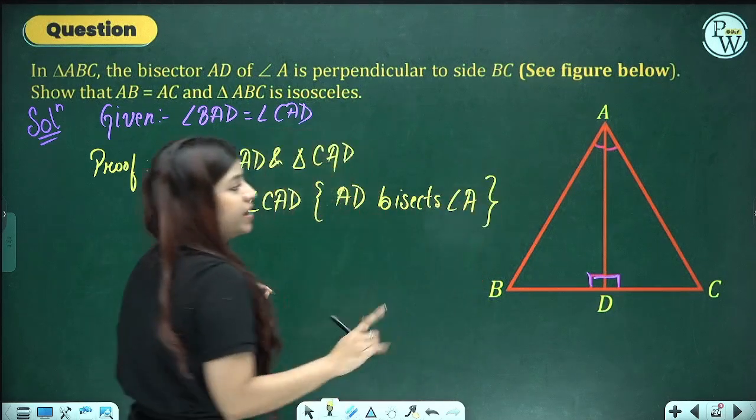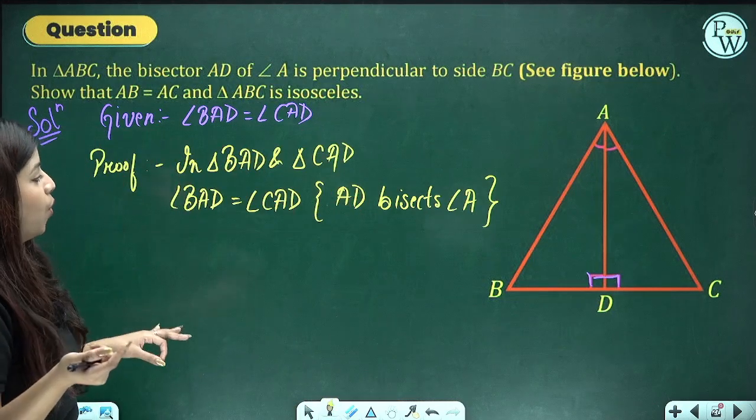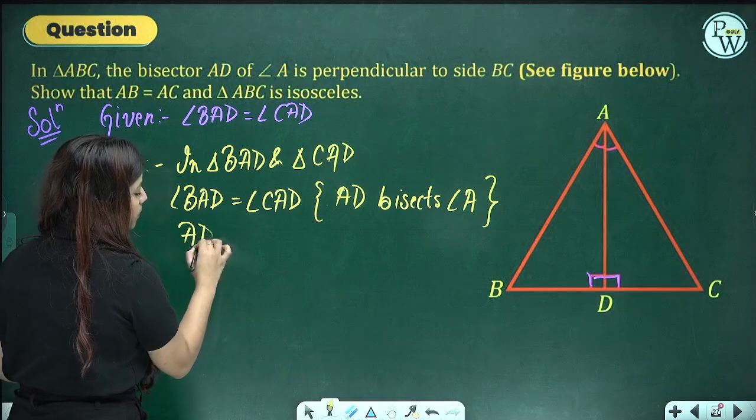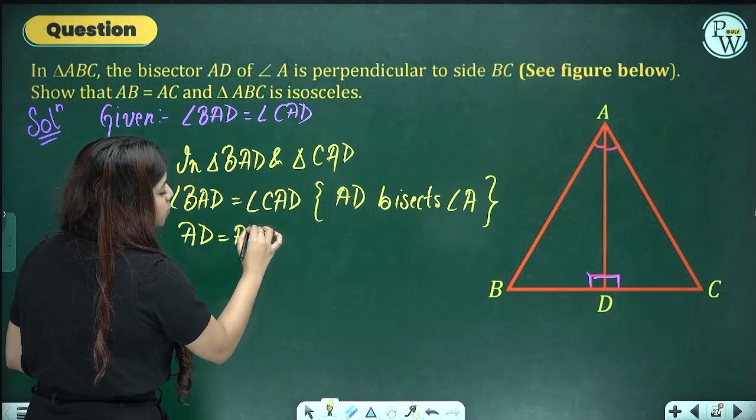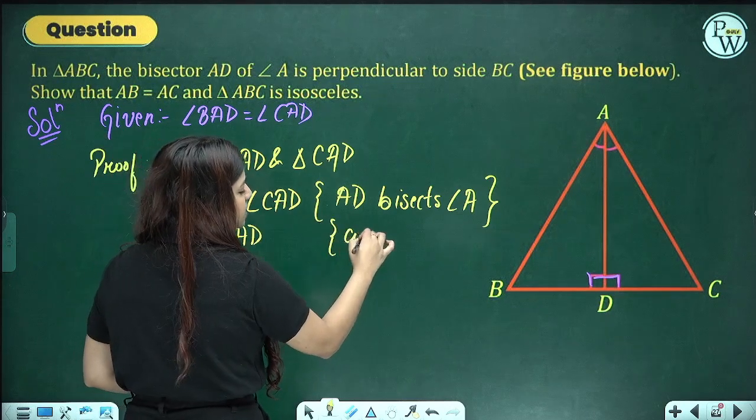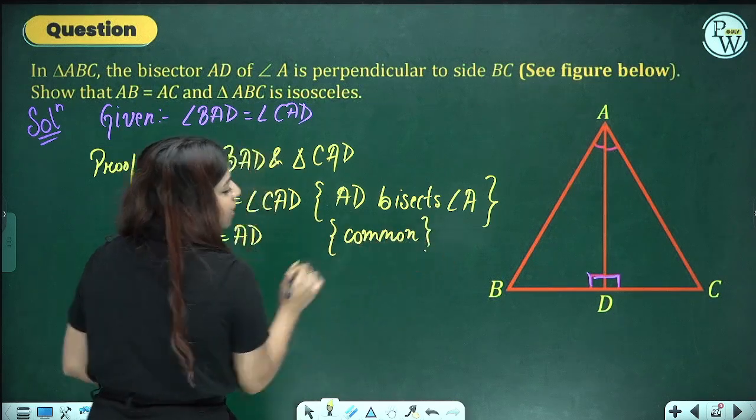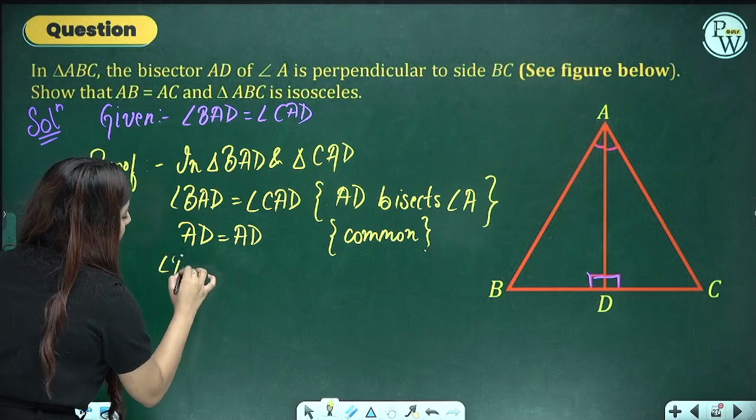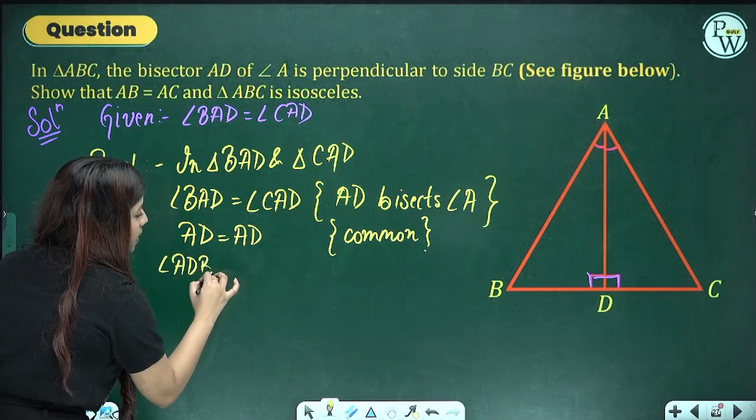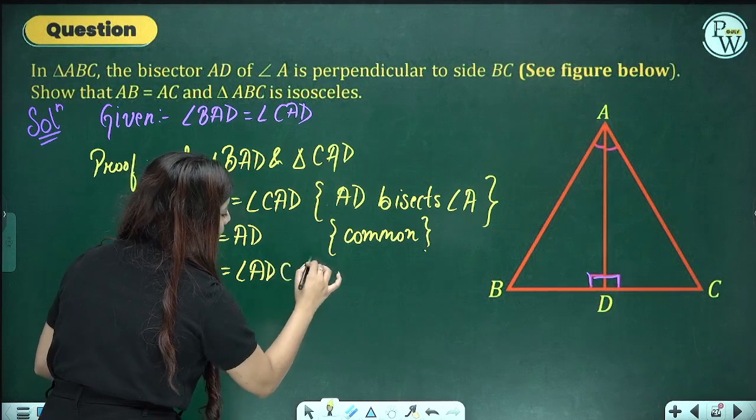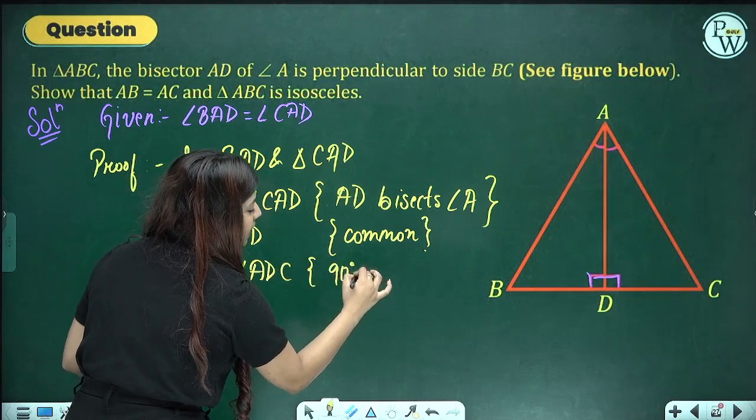The next thing that we can say is that AD is equal to AD, students. How can we say that? Because it is common in both the triangles. The next thing that we can say is that angle ADB is equal to angle ADC, as 90 degrees each.